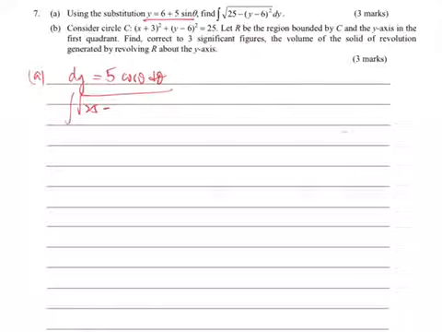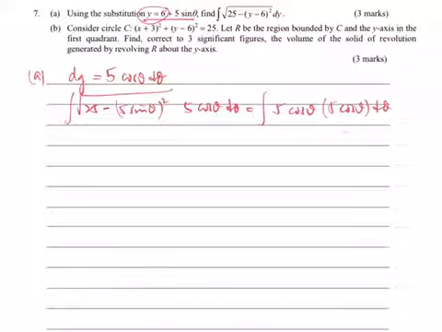Now you can easily see that y minus 6 is 5 sine theta, so all squared. dy is 5 cosine theta d theta. So this part simplifies to 5 cosine theta times 5 cosine theta d theta. So take out the constant, it becomes 25 integrate cosine squared theta d theta.